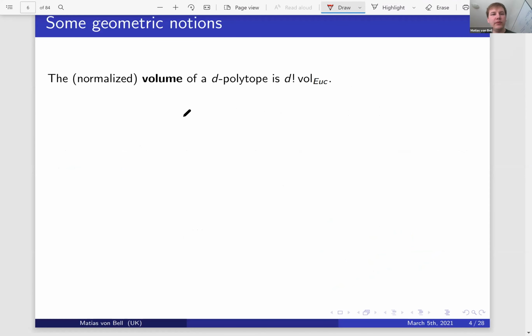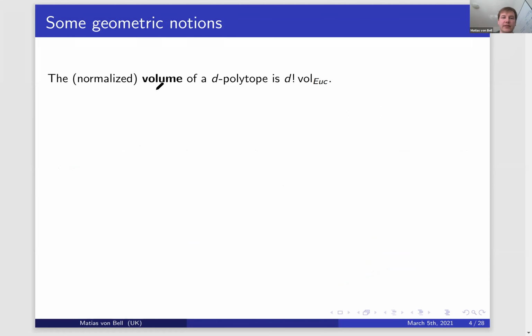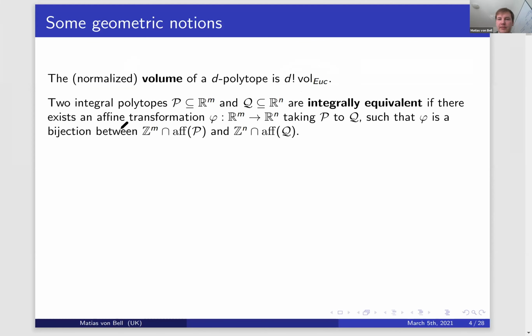And then we have this definition of volume for a d-dimensional polytope. And I'm going to use the word volume to describe the normalized volume. And that's going to be the standard Euclidean volume times d factorial. In particular, maybe I should draw something here.